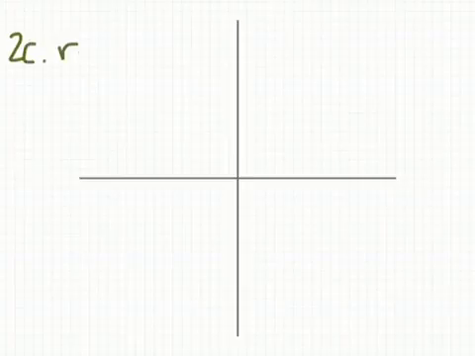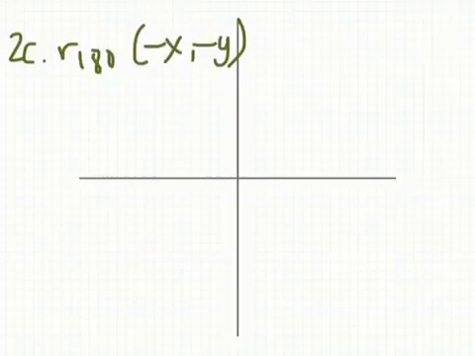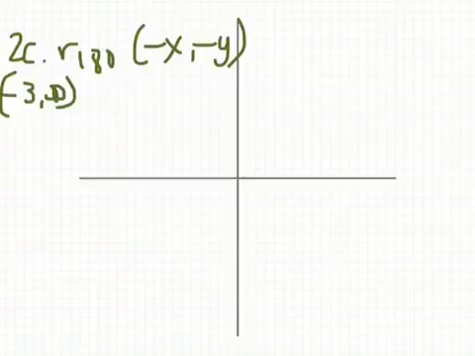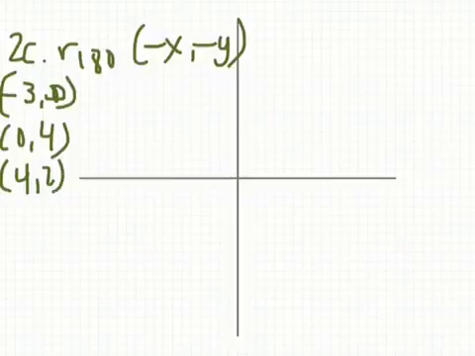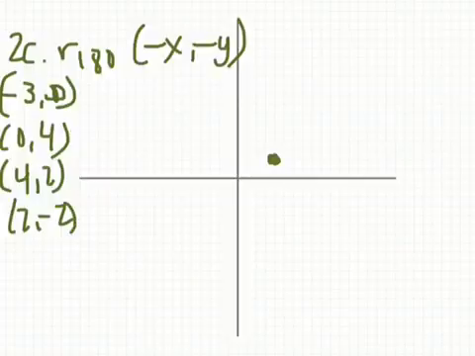And finally, for this 2C, rotate 180. That rule is (negative x, negative y). So you're just changing the signs of all of them. Our new points will be negative 3, 0; still 0, 4; 4, negative 2; and then 2, negative 2. Let's see if I can plot these better. 4, 2, that's supposed to be a negative, sorry. 2, negative 2, 0, 4, negative 3, 0.